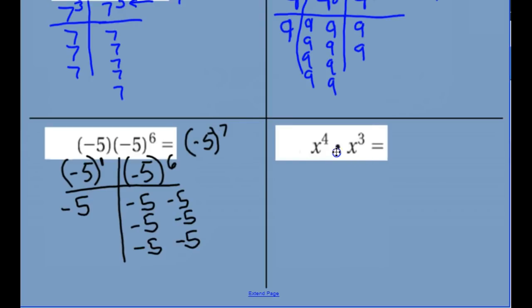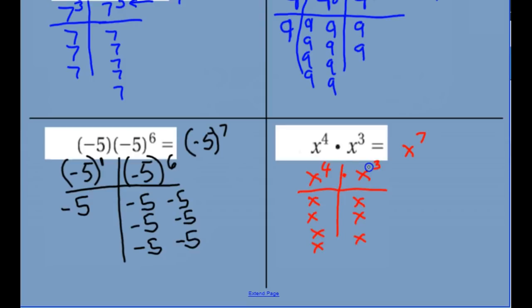The last problem on this slide, we have x to the 4th times x to the 3rd. Same thing, even if we have variables, we're going to draw our little table here, and we're going to count up how many x's we have. Here we have 4, so x, x, x, and x. Here we have 3, 1, 2, 3. So how many x's do we have? 1, 2, 3, 4, 5, 6, 7. We have x to the 7th.